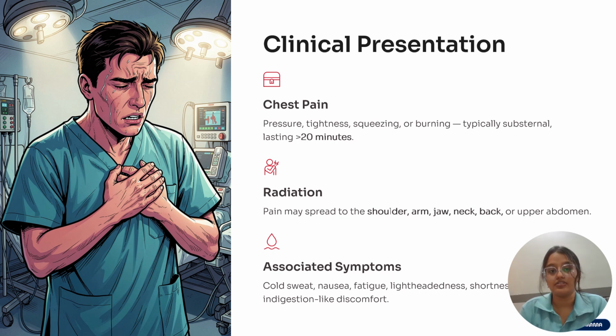Now, clinical presentation. Chest pain, radiation, and the associated symptoms. Chest pain: pressure, tightness, squeezing, or burning, typically substernal and lasting more than 20 minutes. So, chest heaviness and tightness in the chest. Radiation: pain spreads to the left shoulder, arm, jaw, neck and back, and also the upper abdomen. Associated symptoms: cold sweat, nausea, fatigue, lightheadedness, shortness of breath, indigestion, leg discomfort.